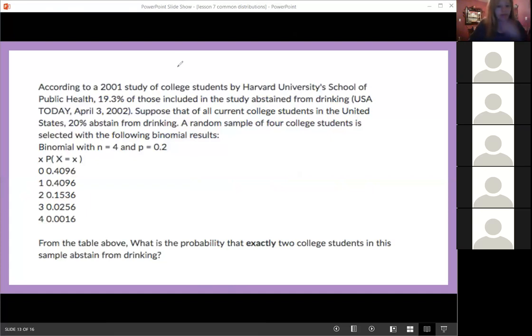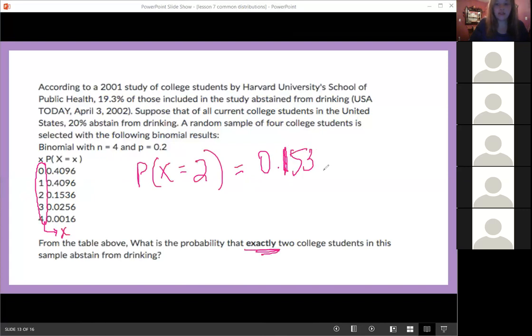Okay, yeah, great job. Remember, over here on this left side, these are our x's. The probability next to them is the probability that x equals whatever it is. This one is literally saying, from the table, the probability that exactly 2 college students, so technically it would be the probability that X equals 2. We're trying to figure that out, and in this case it's going to be 0.1536. That's going to be our answer because right here it's just the probability that exactly 2, so we're not really looking at the rest of them. Good job.